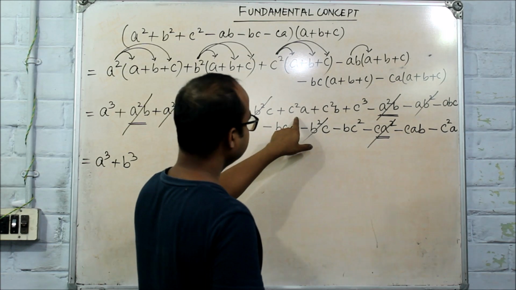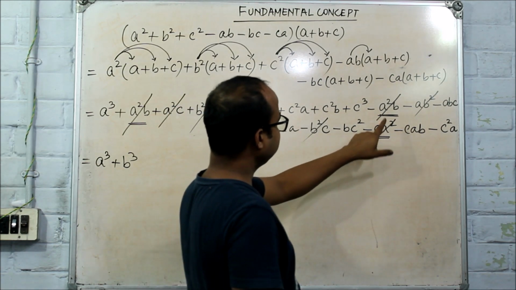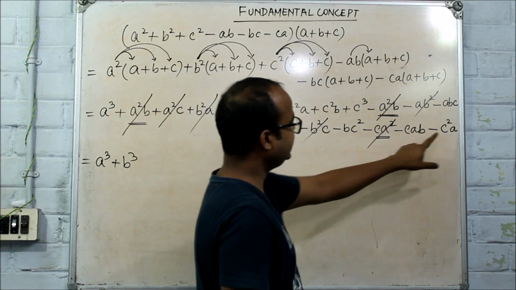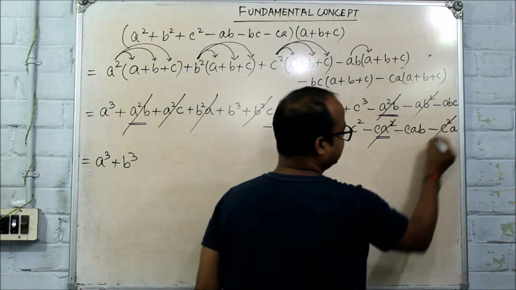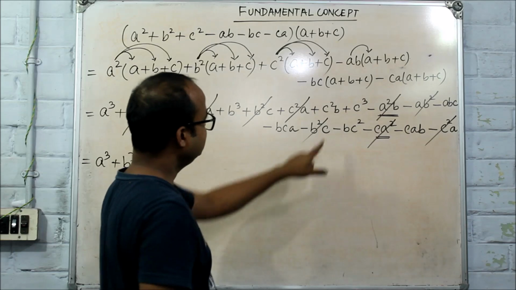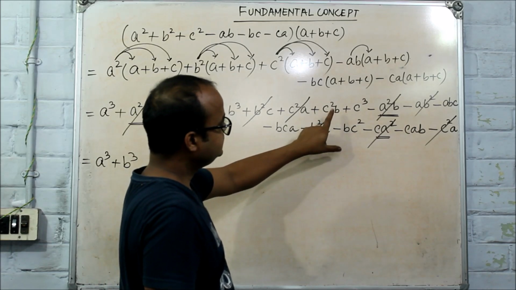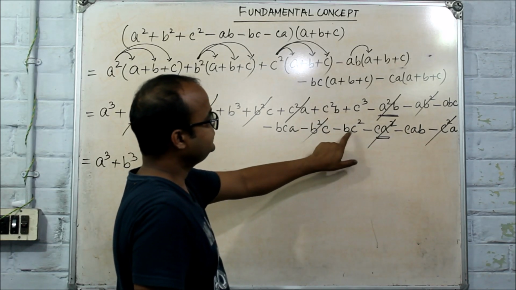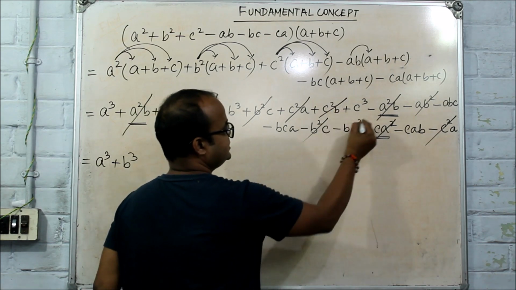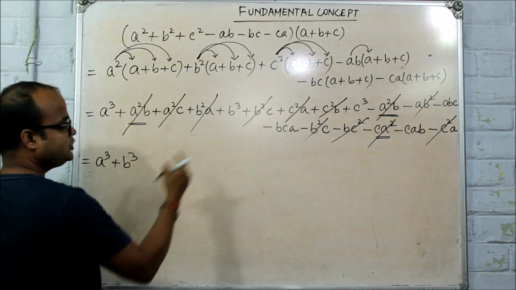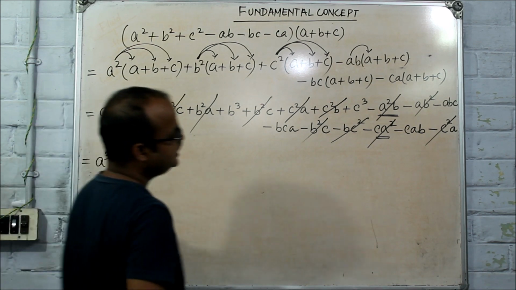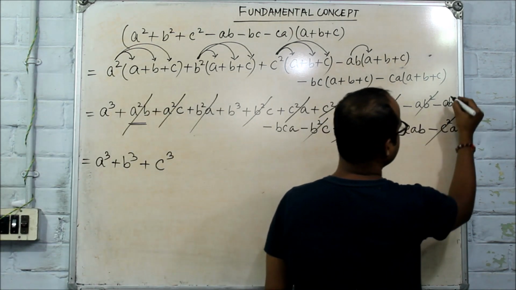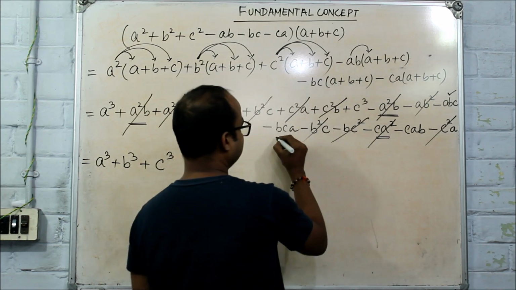c square a, and is there any c square a? Yes, here it is. So this c square a and minus will cancel each other. c square b and c square b, they will cancel each other. Moving into c cube, there is only one term, plus c cube. Now moving into the next, minus abc.